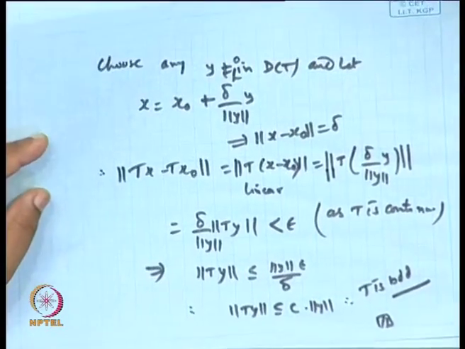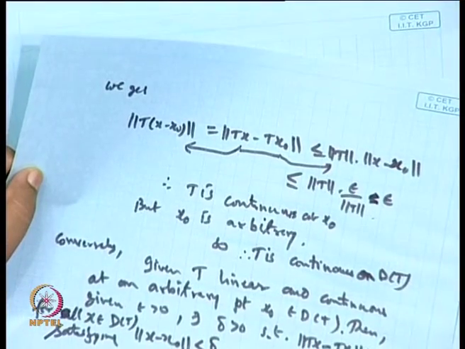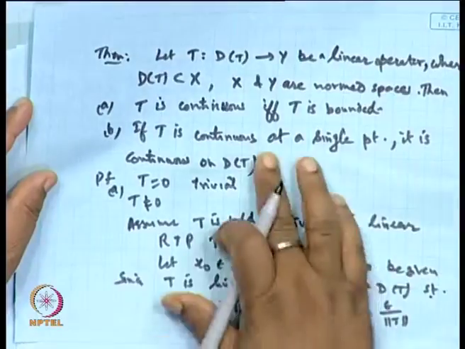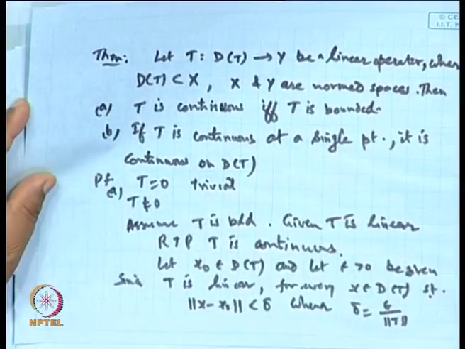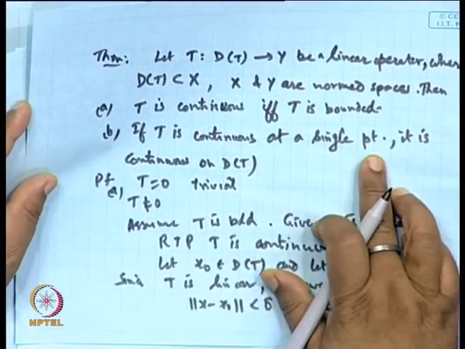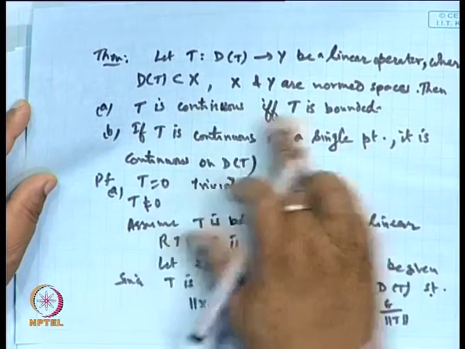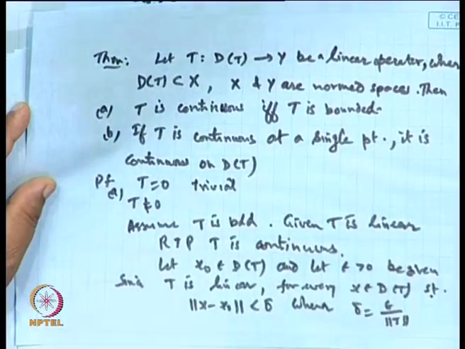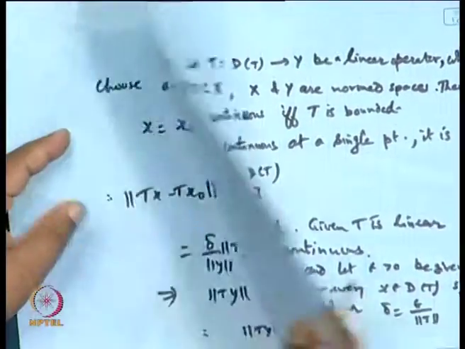The second part is very obvious. What it says is that if T is continuous at a single point, it is continuous throughout. So, if T is continuous at a single point, then according to this it must be bounded. Bounded means throughout, so it is continuous again at any arbitrary point, and this proves it. Okay. So, the second part follows very easily.